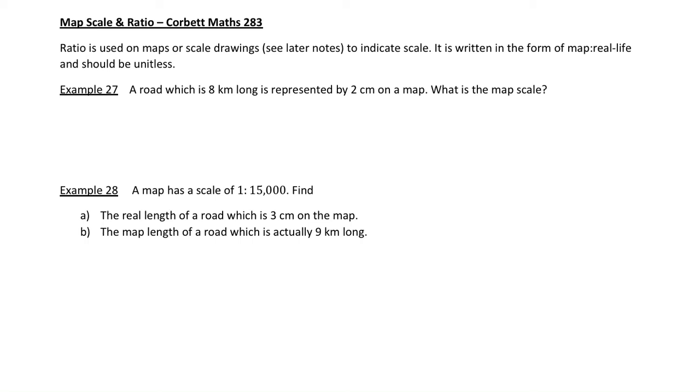This is the last of our videos for M7 Topic 1, and we're going to look at map scales. Map scales or map ratios are used on maps or scale drawings to indicate scale. It is written in the form of map to real life. So the map is a smaller one, so quite often it is 1 to something. So say 1 to 50,000 would be a common sort of map scale to be used.